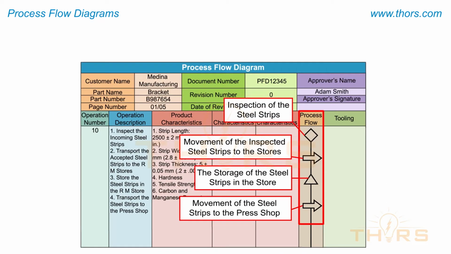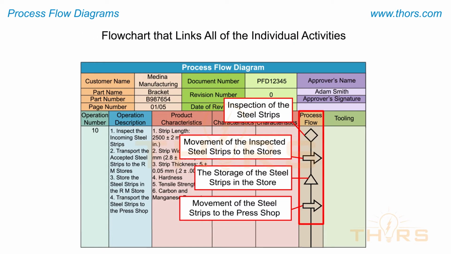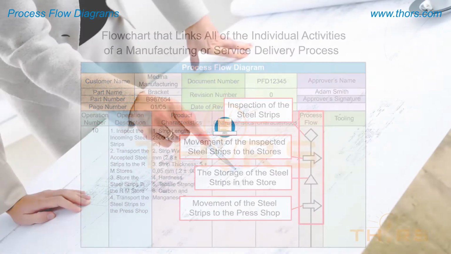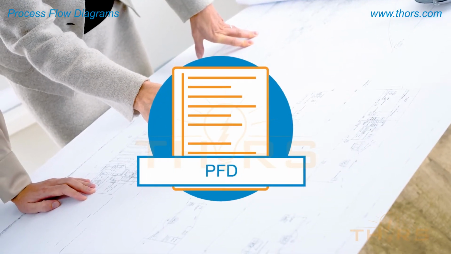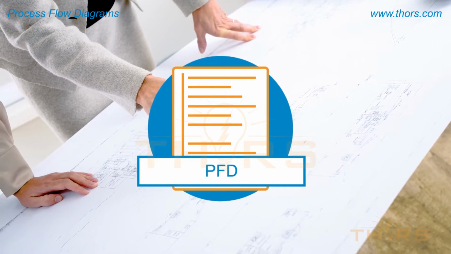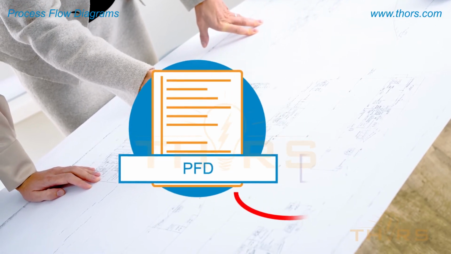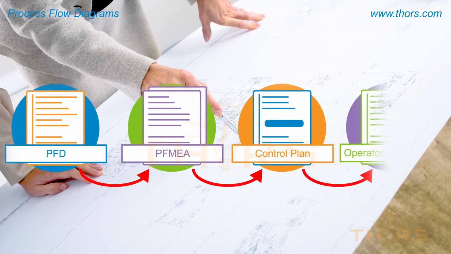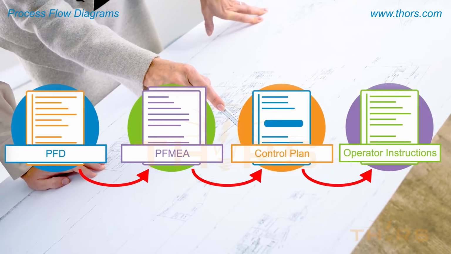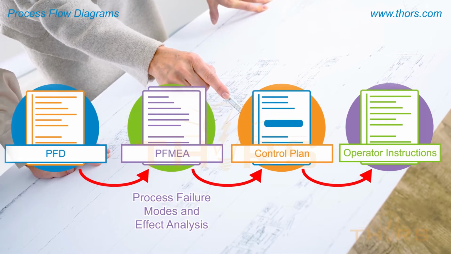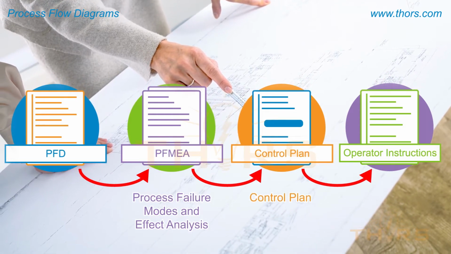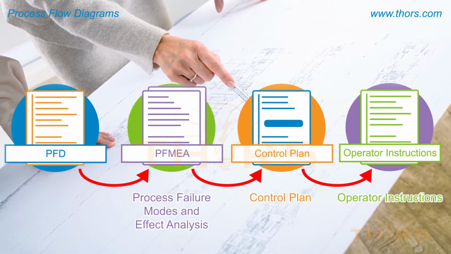A process flow diagram is a flowchart that links all of the individual activities of a manufacturing or service delivery process. A PFD is one of the required deliverables while designing a manufacturing process for new product development. A PFD is also the foundation for the creation of further process documentation, such as process failure modes and defect analysis, or PFMEA, control plan, and operator instructions.